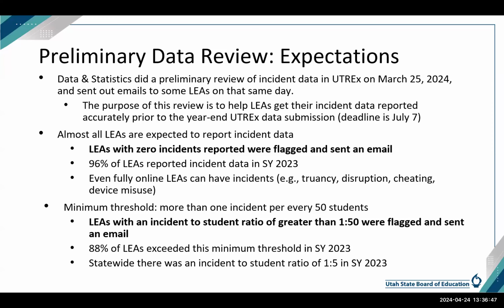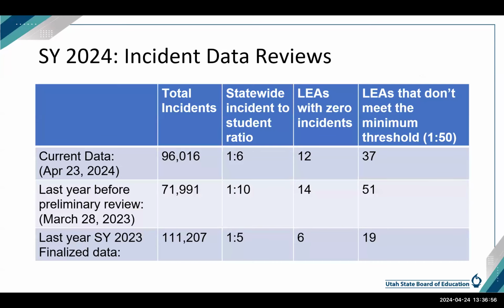We expect there to be kind of a 1 to 50 ratio of incidents to students. And if not, we'll send you a little email and ask about that. And here's a little bit about what we found from this most recent review. You can see that the LEAs that didn't meet that minimum threshold, there were 37, and there were 12 with 0 incidents. Like I mentioned before, there are some LEAs that maybe won't have any incidents, but certainly by and large, those would be outliers, and that would be unique situations.